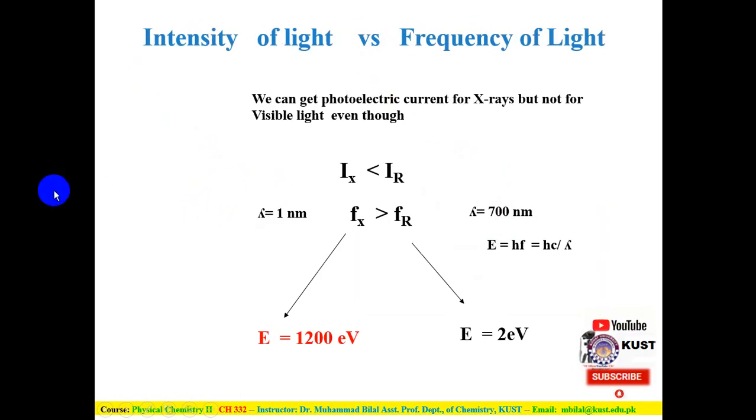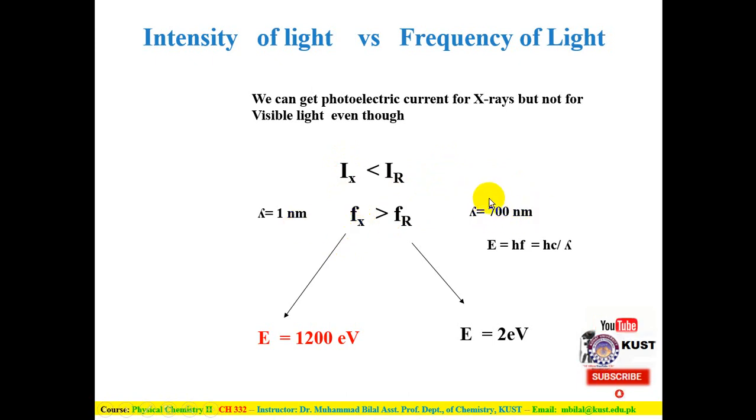So, as we discussed, if we increase the intensity of red light, no current will be produced. However, the X-ray has a higher frequency. That's why even if we use a smaller intensity, it will produce a current in that material. So, what is the mechanism behind why red light doesn't produce a current while the X-ray produces a current?